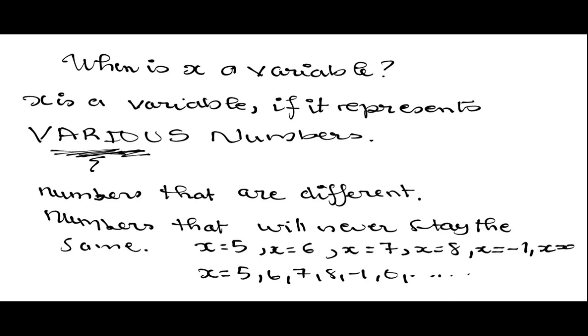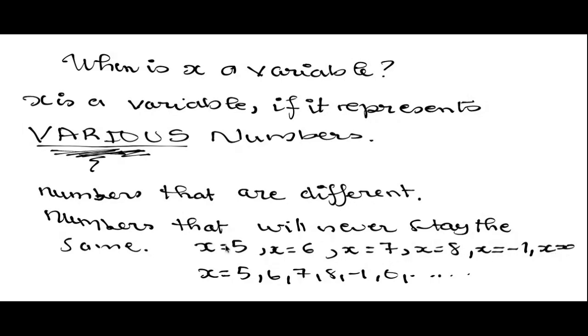Today we are going to differentiate when x is a variable and when c is a constant. x is a variable if it represents various numbers, numbers that are different, that are not the same, that will keep changing. For example, x equals 5, x equals 6, x equals 7, x equals 8, x equals -1, x equals 0, and so on.